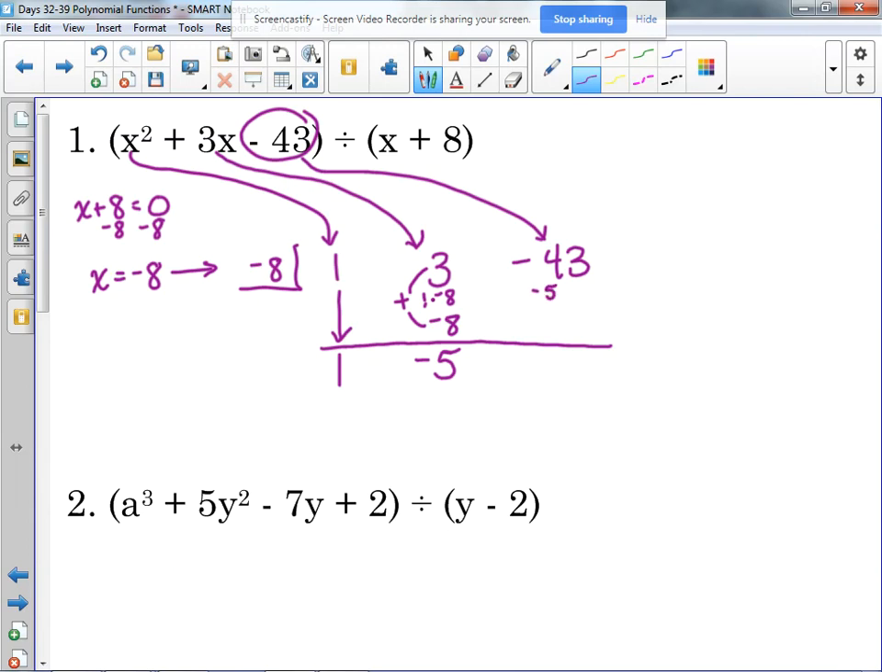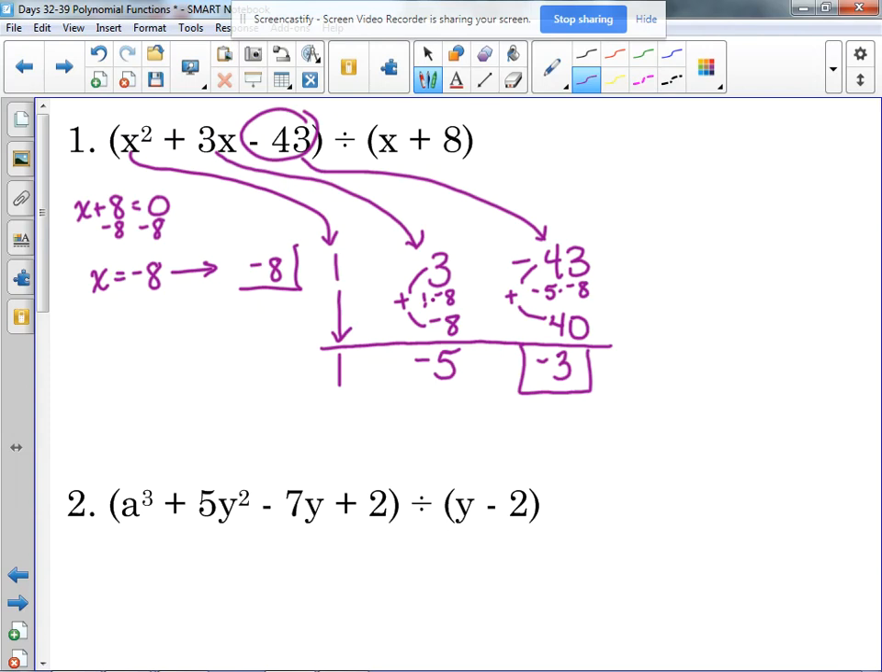Multiply the number that's under the line by the number that's on the shelf. -5 times -8 is +40. Add -43 plus 40. That's -3. That was our last number, so we box it in. So we didn't get a remainder of 0 this time. That means that did not divide evenly because we have a remainder.